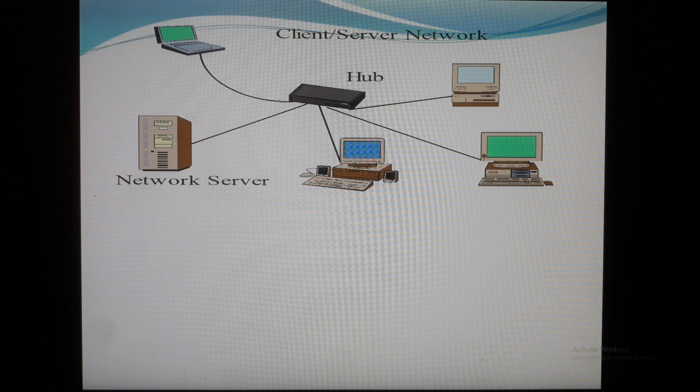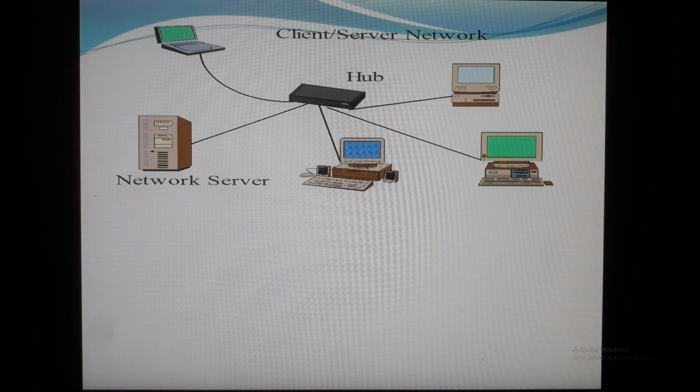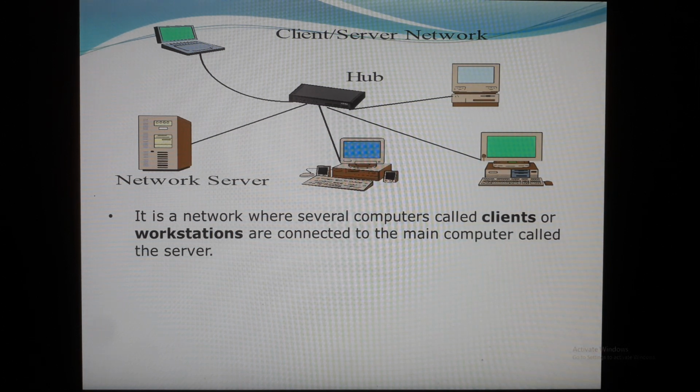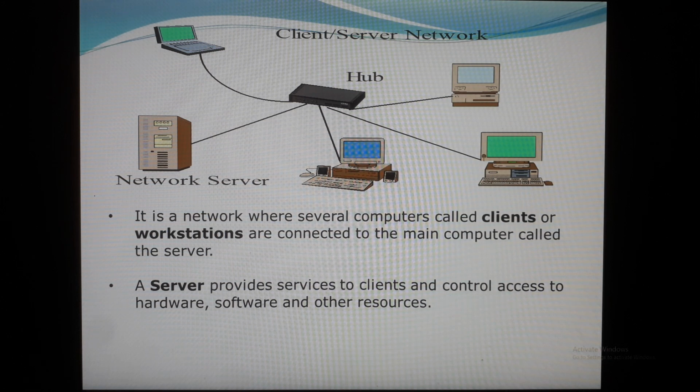Now in this block diagram you can see hub, as you need to connect more than two computers, but at the same time you will see the network server which controls all the clients that are within the network. It is a network where several computers called clients or workstations are connected to the main computer called the server. A server provides services to clients and controls access to hardware, software and other resources.